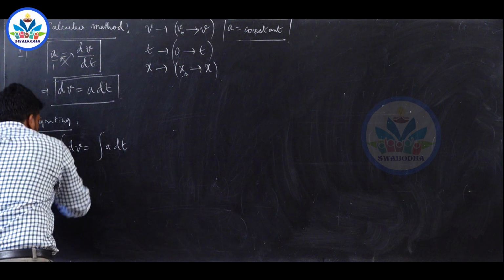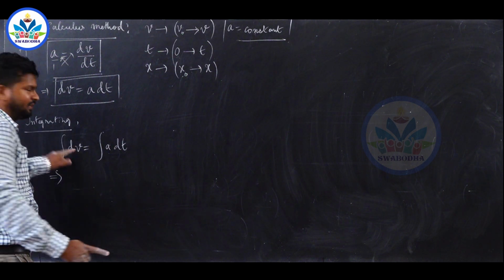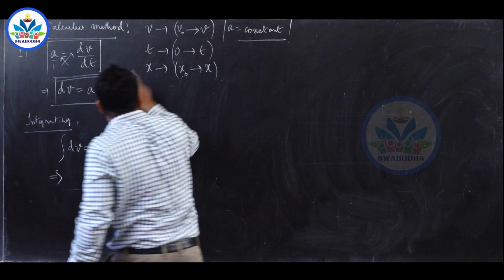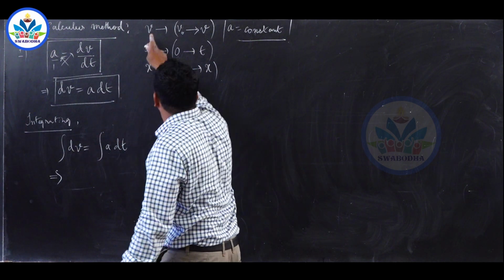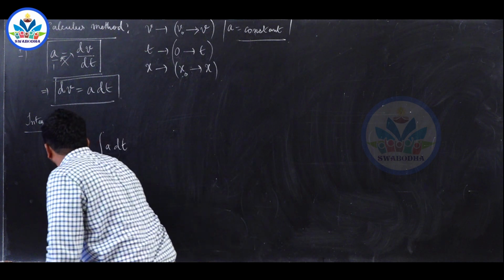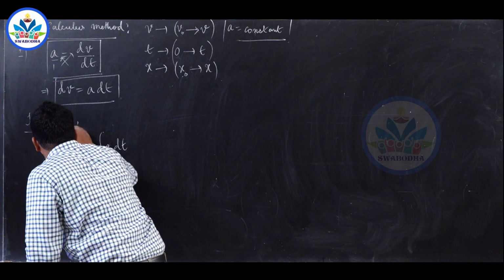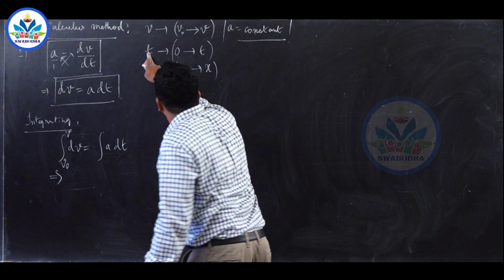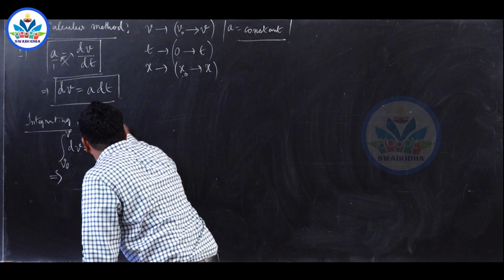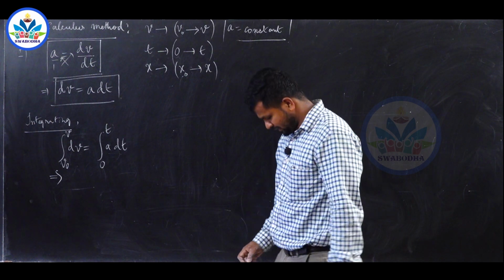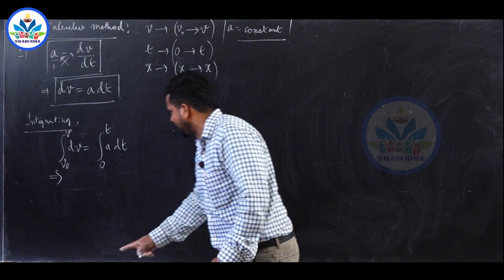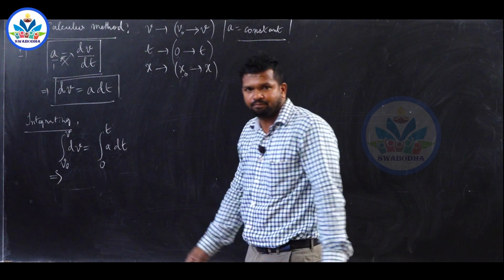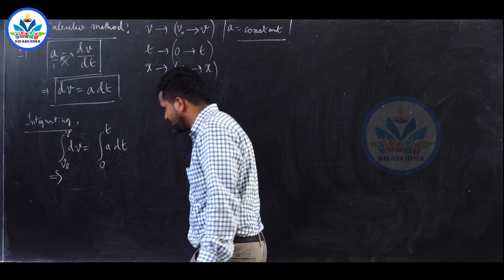Therefore, integration of dv: you are integrating with respect to v, therefore you must give the limits of v. Lower limit v naught, upper limit v. Here you are integrating with respect to time, so give the limits of time, 0 to t, correct? So integration of dv between the limits v naught to v equal to integration of a dt between the limits 0 to t.